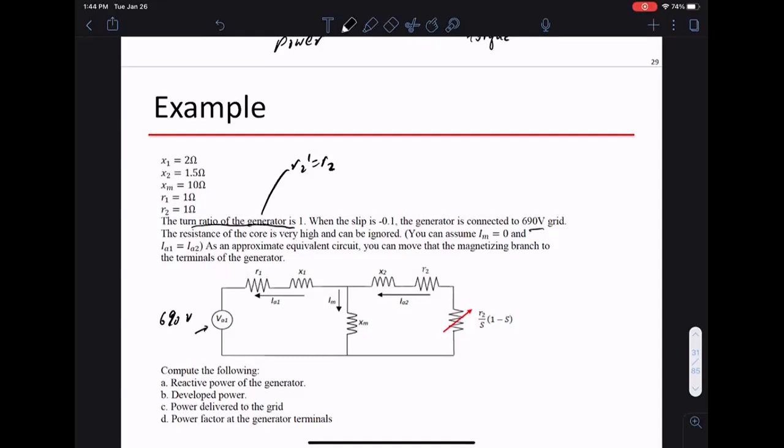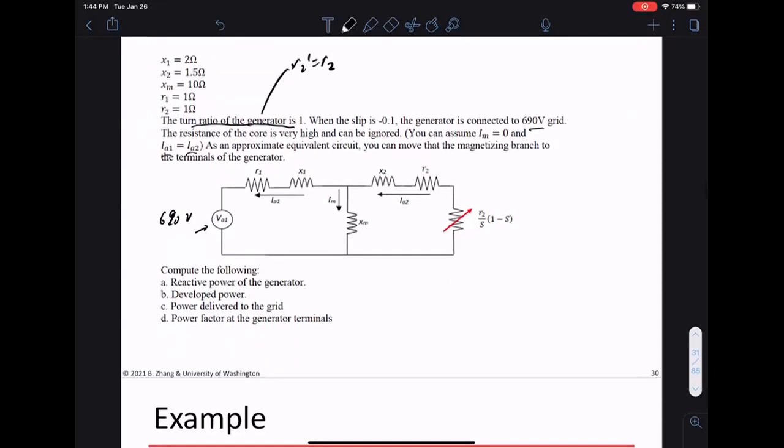So the resistance of the core is very high, so there's no parallel resistance to Xm. To make this easier, I'm going to assume these currents are the same. Then let's compute a bunch of things: the reactive power, the developed power, the power delivered to the grid, and the power factor at the generator terminals. So we want to do a bunch of basic calculations based on this circuit.